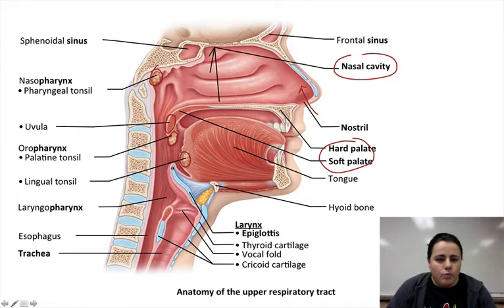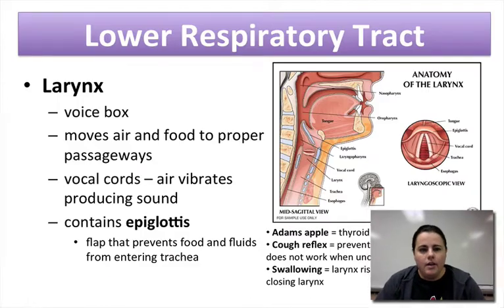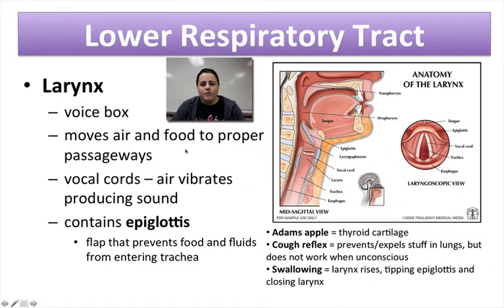And then once we're past this point, right about here, we're going to go down to the larynx, which starts the beginning of the lower respiratory tract. Commonly called your voice box, as you breathe in air, it's going to go down your throat, or your pharynx, and it's going to be directed to your lungs.